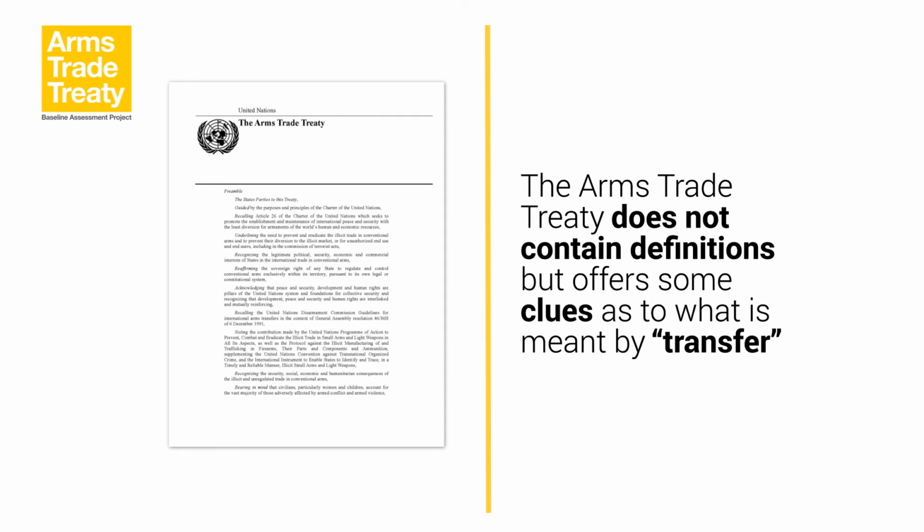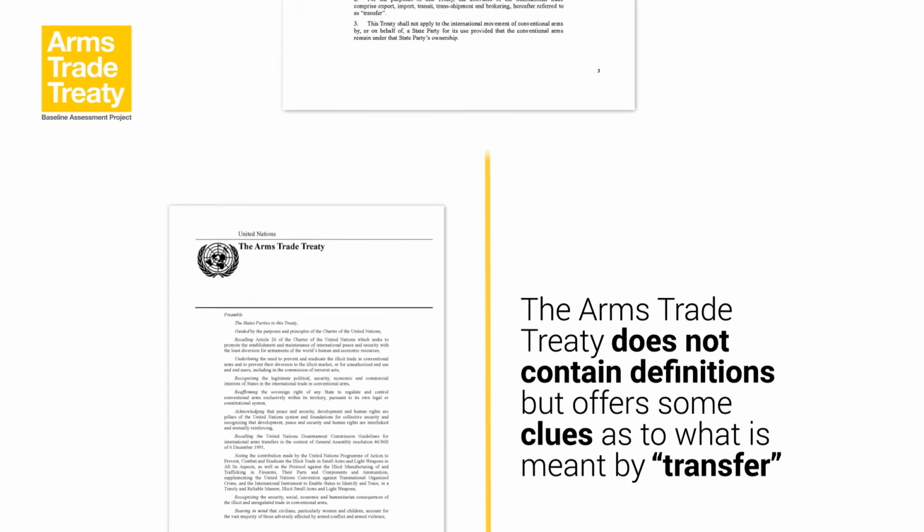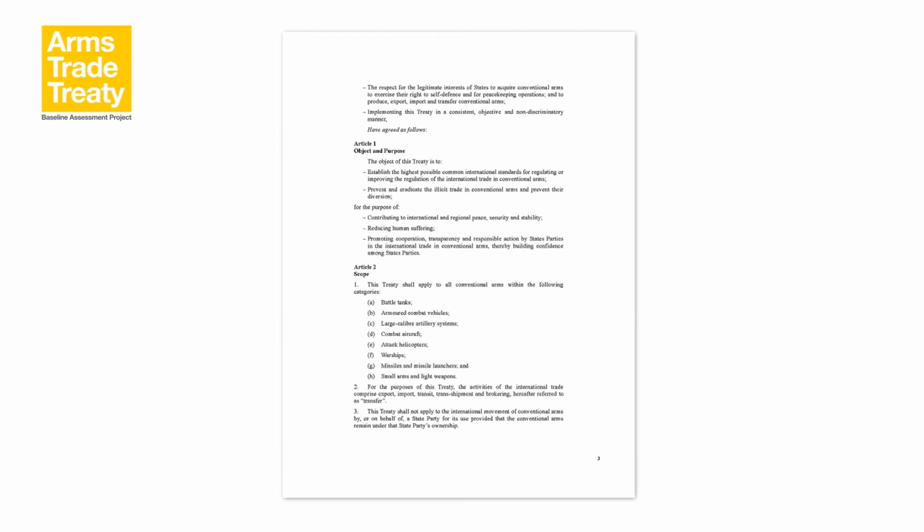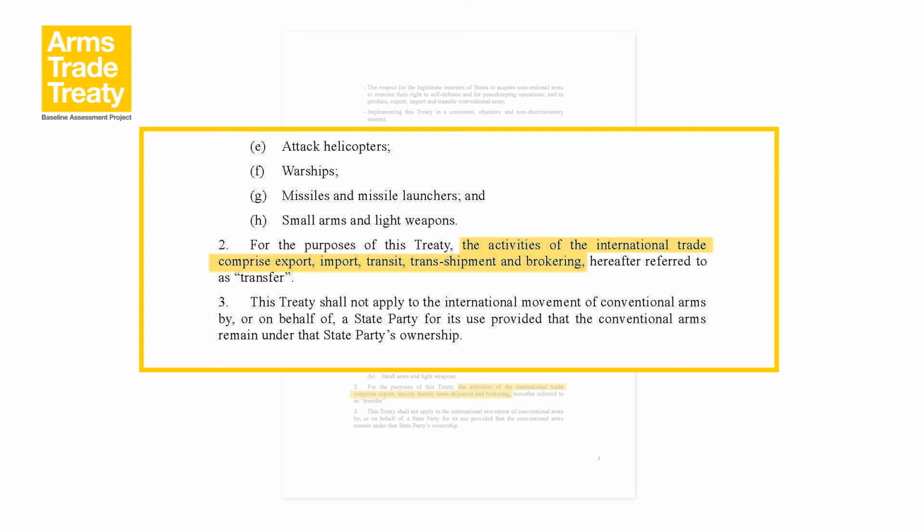Definitions. The Arms Trade Treaty does not contain definitions, but the treaty text offers some clues as to what is meant by transfer and what kinds of activities are exceptions to the treaty. In the ATT, transfer is described as the activities of the international trade that comprise export, import, transit, transshipment and brokering.